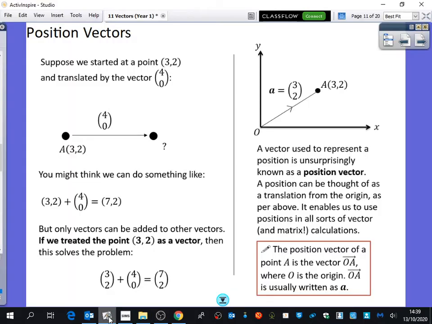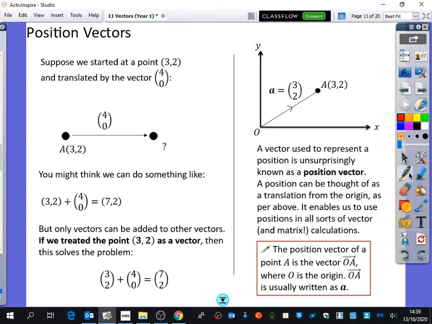We're now going to have a look at how we can actually use vectors. So far, vectors haven't really done anything very exciting. We've just found out how to do angles and lengths. It's like, what's the point of them? Okay, so we're going to start thinking about how we can use vectors to describe positions.